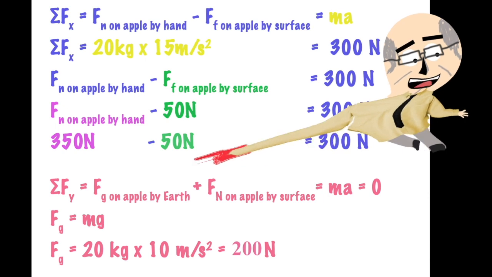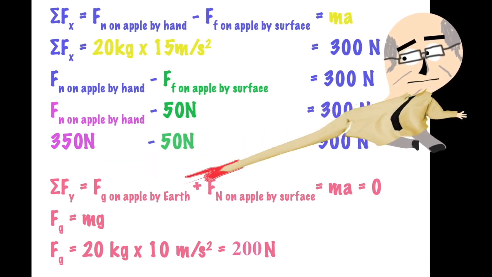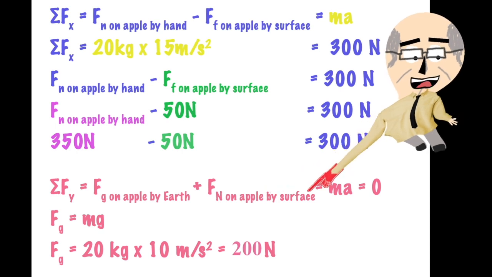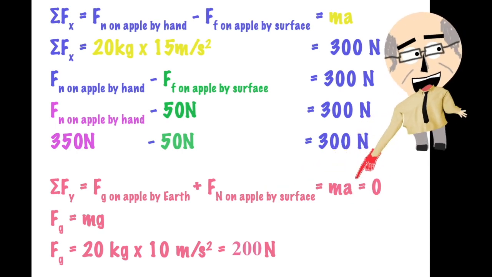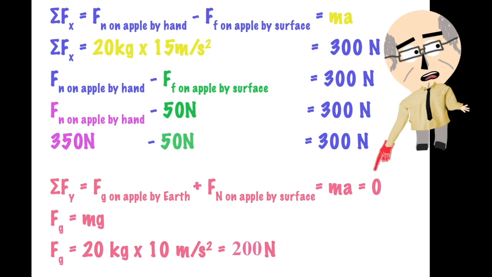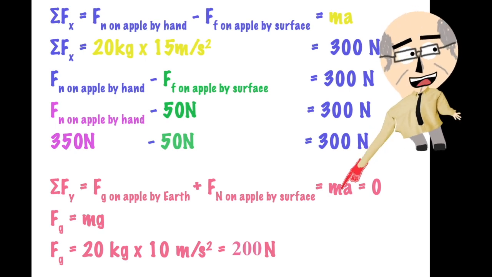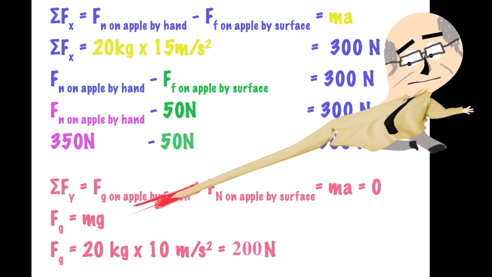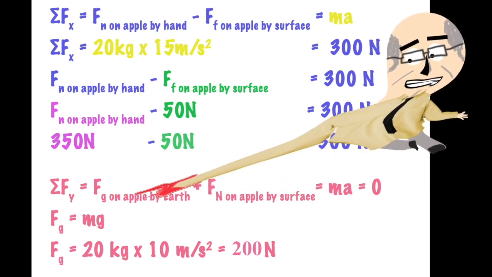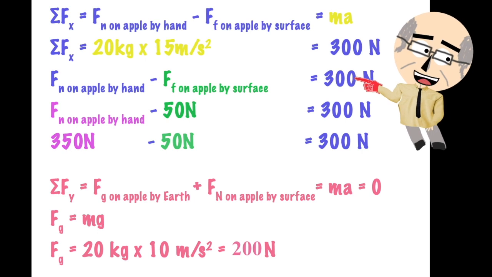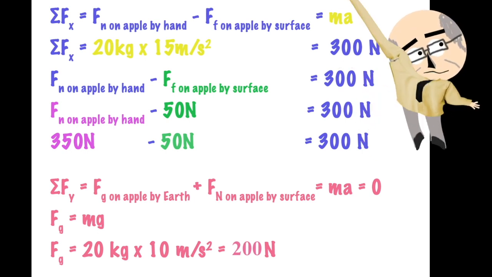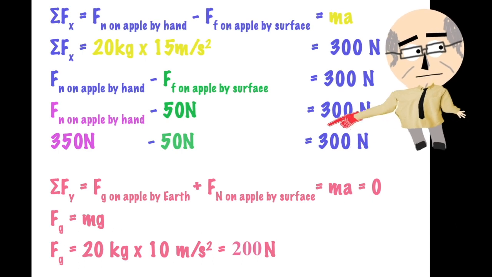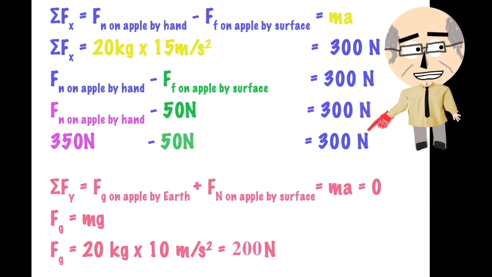Now, the vertical forces on the apple are Fg on apple by earth plus Fn on apple by surface. This is equal to mass times acceleration, which is still 0 since the object is not accelerating upwards or downwards. Now, we are given another equation, Fg equals mass times gravity. This is the equation for figuring out how much gravitational force is on an object based on the planet it's on.